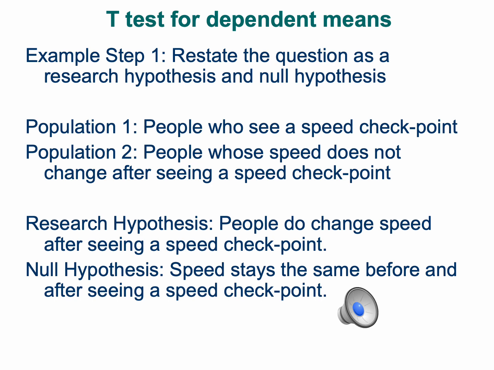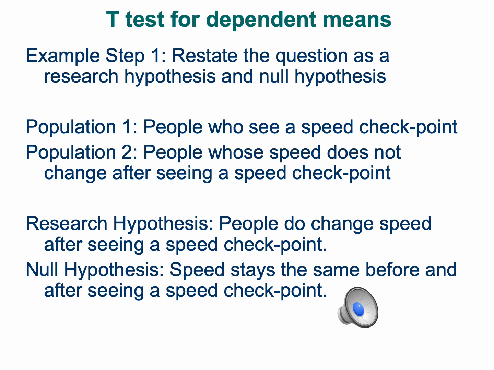Step 1. Restate the question as a research hypothesis and null hypothesis and focus on populations. So here we see population 1 is people who see a speed checkpoint, and population 2 are people whose speed does not change after seeing a speed checkpoint. This is kind of a reference explicitly to changing. Okay, well, our research hypothesis then is people do not change speed after seeing a speed checkpoint. And the null hypothesis is speed stays the same before and after seeing a speed checkpoint. These seem pretty much straightforward.